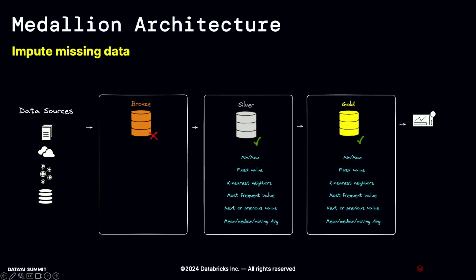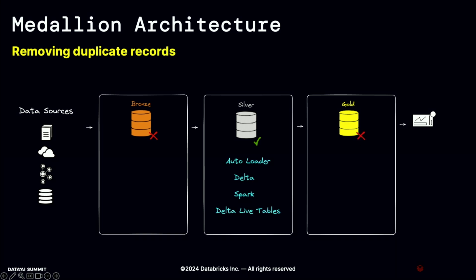When it comes to imputing missing data, we put it both for silver and gold because obviously the rules may differ at the silver layer and the gold layer, depending on the data consumers of those tables. So here, those are the techniques that were presented.